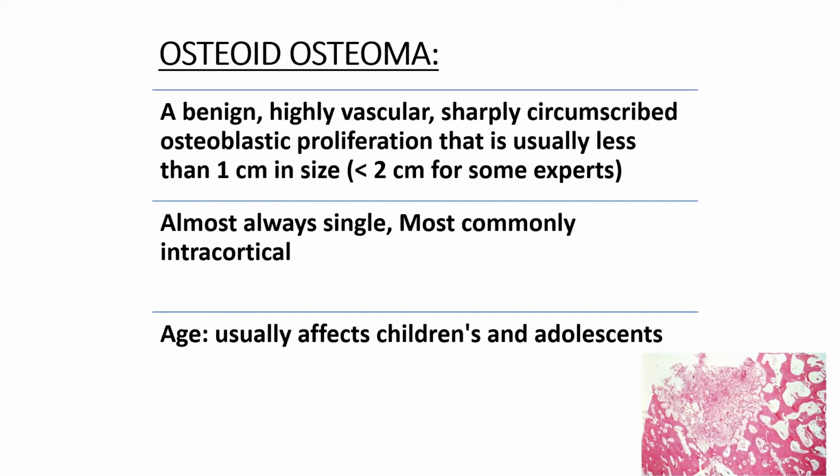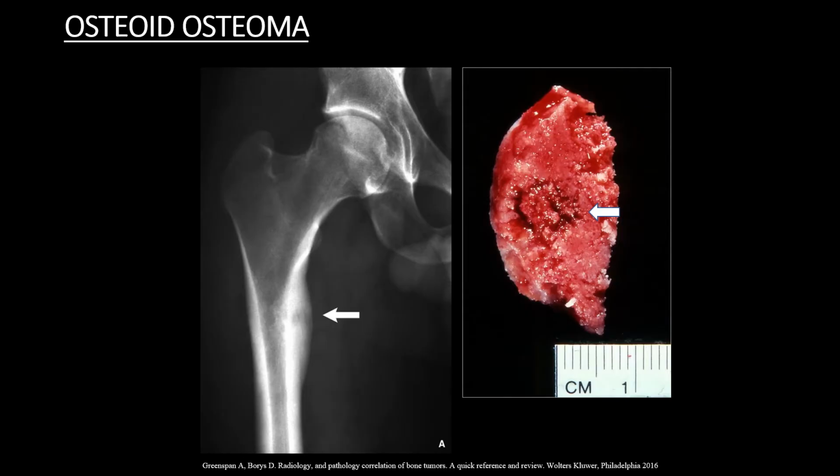Osteoid osteoma is a benign bone-producing lesion, a highly vascular, sharply circumscribed osteoblastic proliferation that is usually less than 1 cm in size. Some experts say that it may be more than 1 cm, but no more than 2 cm. Mostly a single intracortical lesion, usually affecting young children and adolescents. The X-ray film shows a round central cortical lucency with increased sclerosis, pointed by arrow, of the surrounding proximal femoral bone. Next to that is a gross picture which shows a targetoid nidus in cortical bone, pointed with arrow.